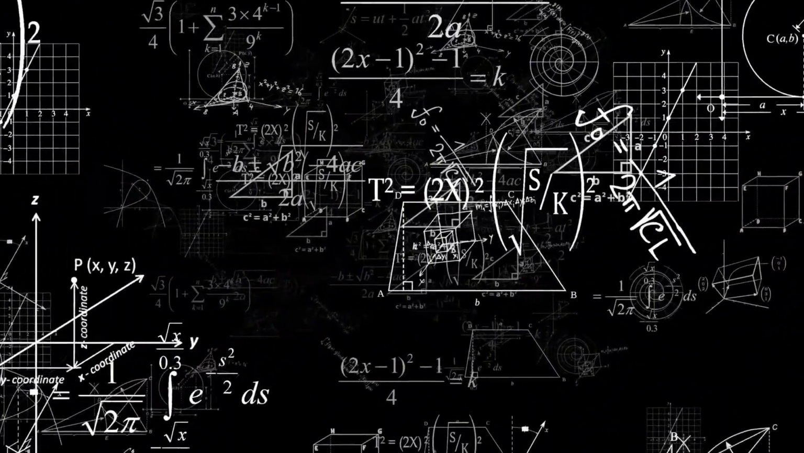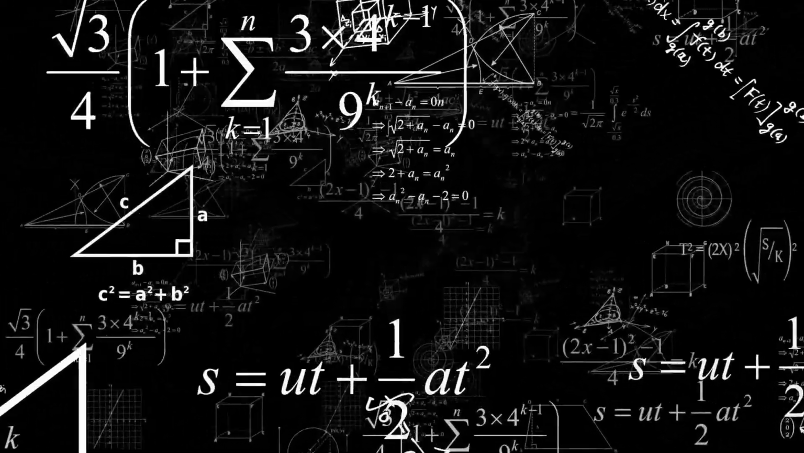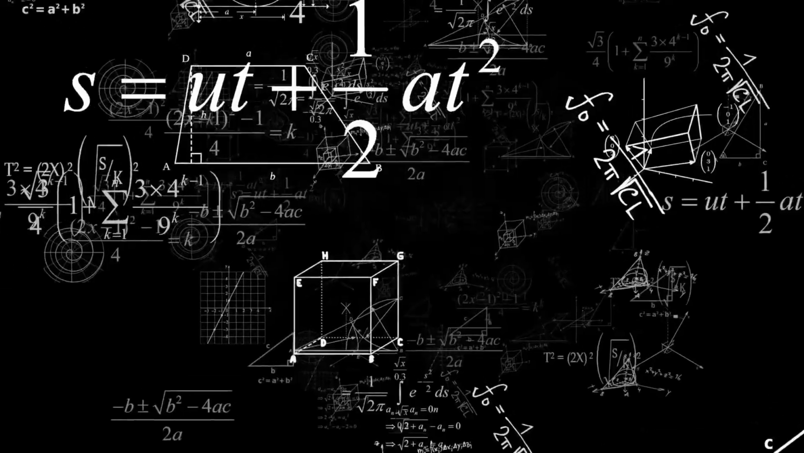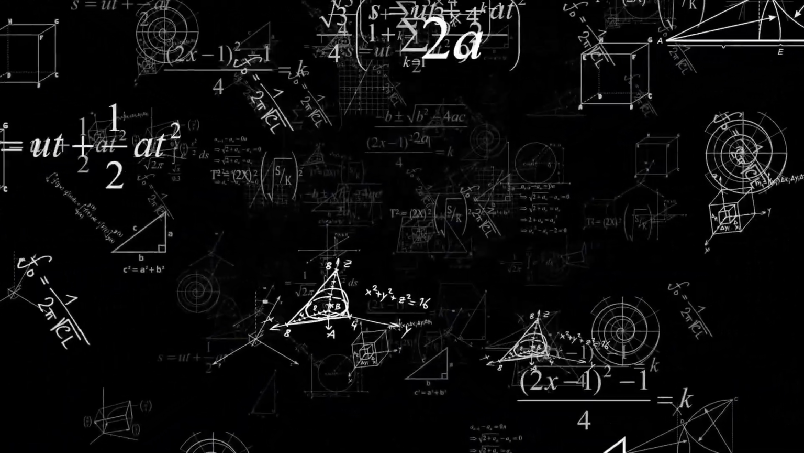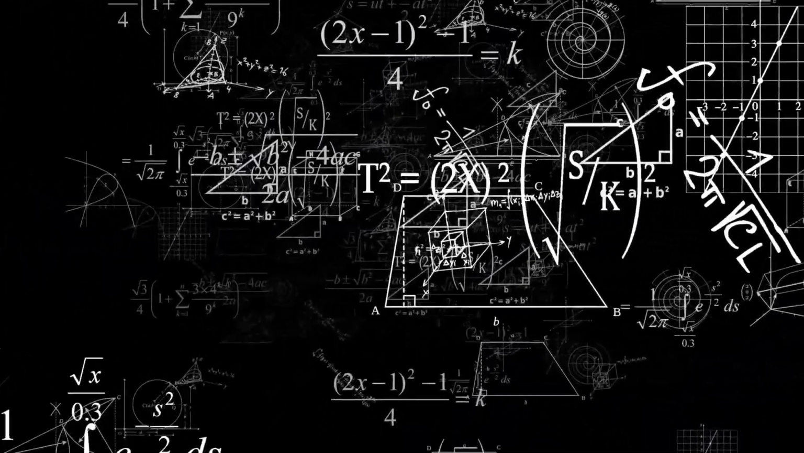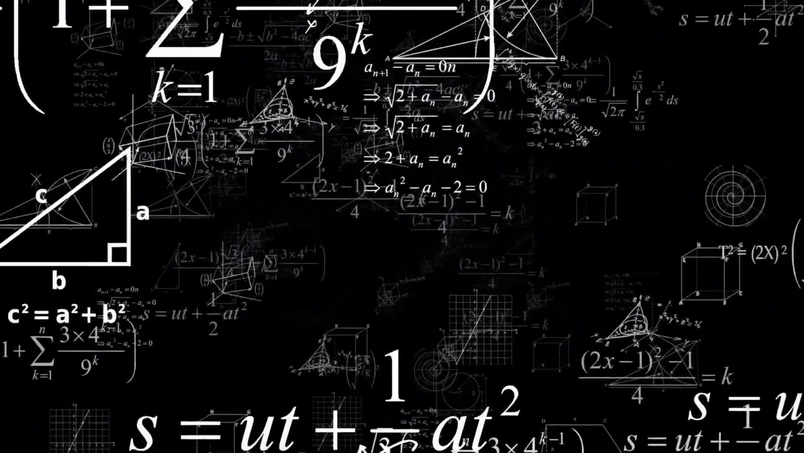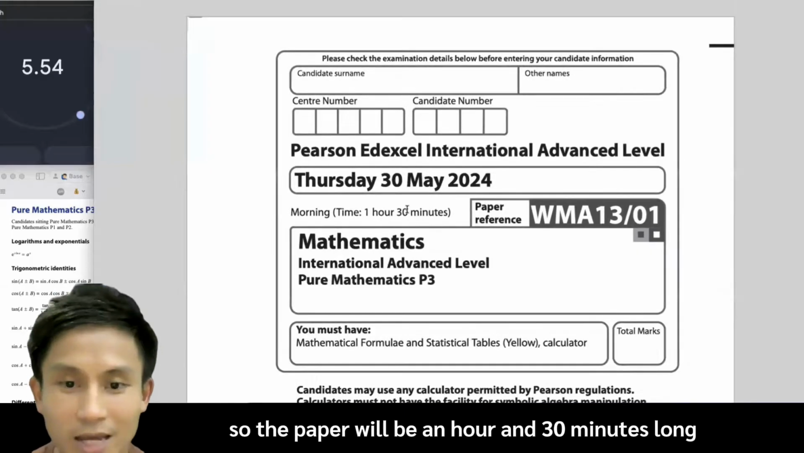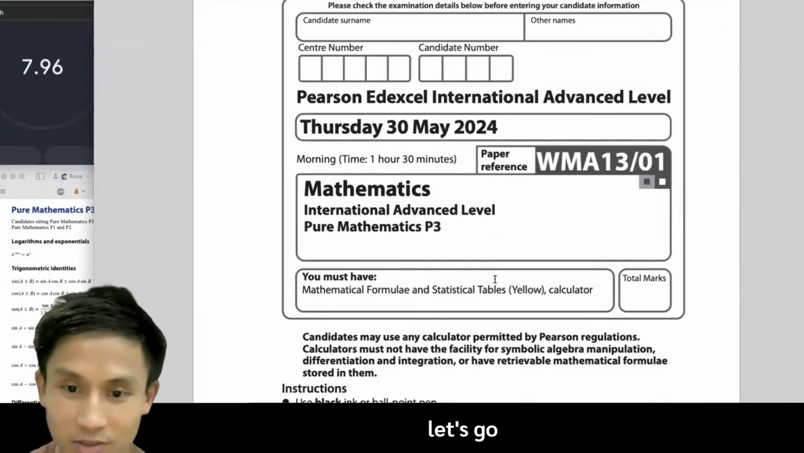In each question, I'll walk you through my thought process, explain why I make certain choices, and share my approach to time management. And at the end, I'll mark my answers to see how well I did. Okay, let's get started. The paper will be an hour and 30 minutes long. Let's go.